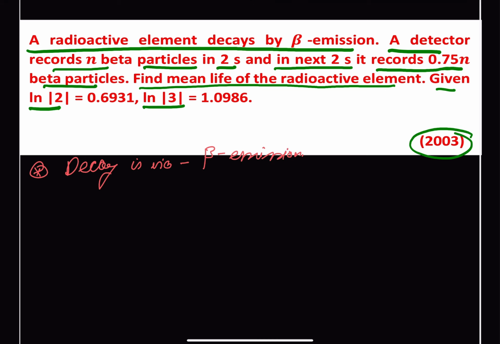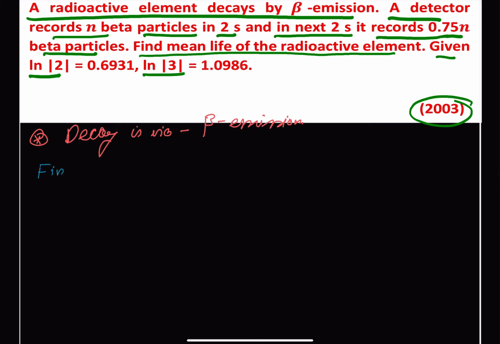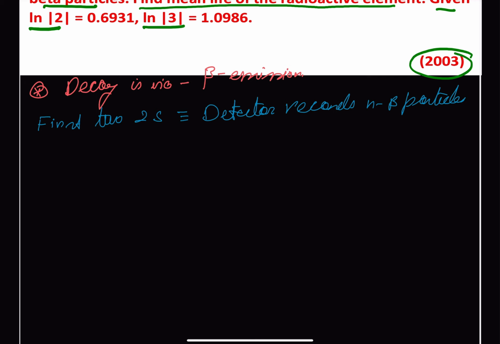In the first 2 seconds, the detector records n beta particles, and in the next 2 seconds the detector records 0.75 n beta particles, and we have to find the mean life, that is tau.